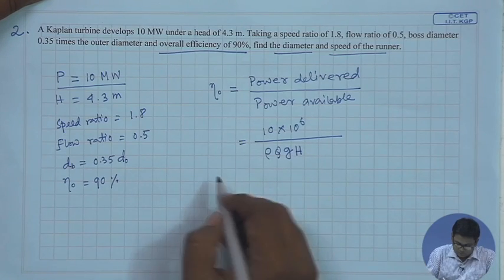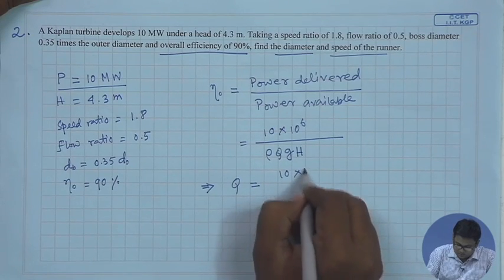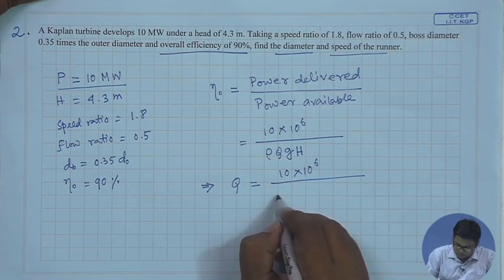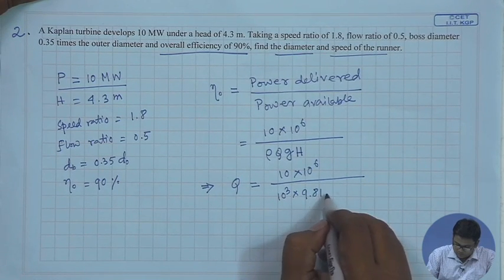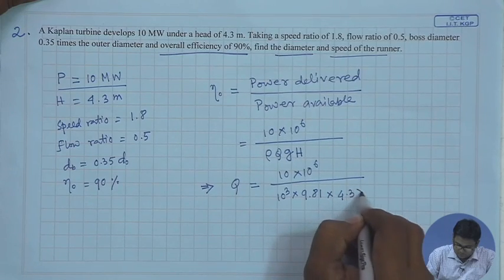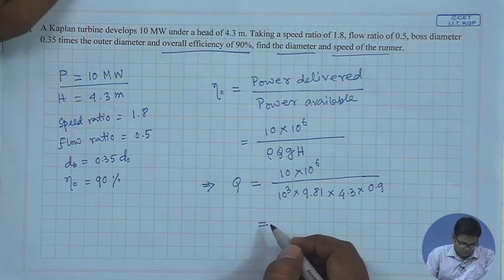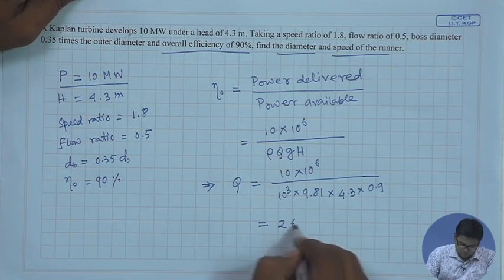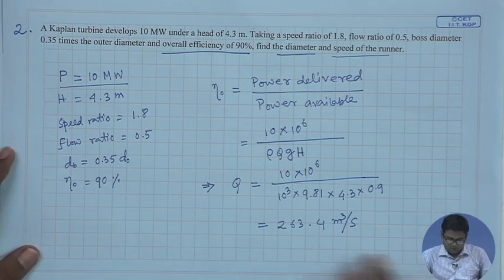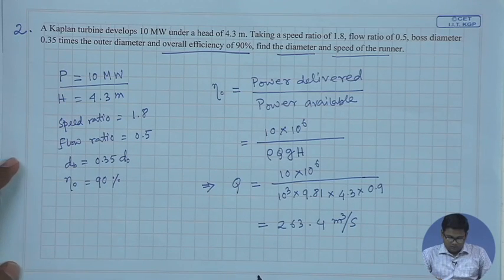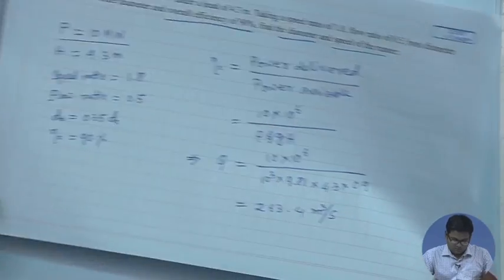Now substituting all the quantities, we can determine Q as 10 into 10 to the power 6 is the power, density, acceleration is 9.81, H is given as 4.3, and overall efficiency is 0.9. So flow rate can be obtained from here as 263.4 meter cube per second. Now flow rate is related to the cross sectional area, and we can determine diameter from there.